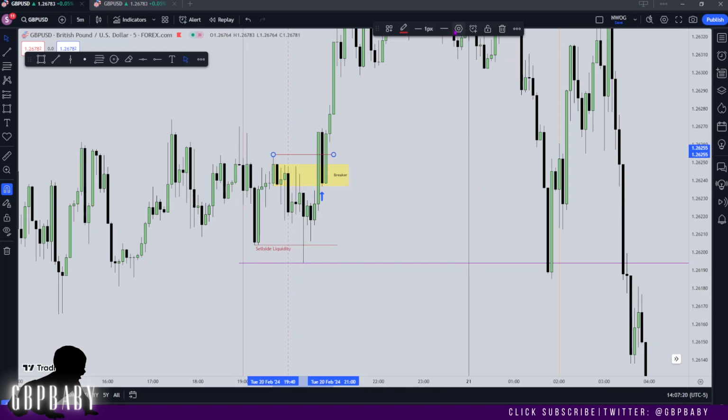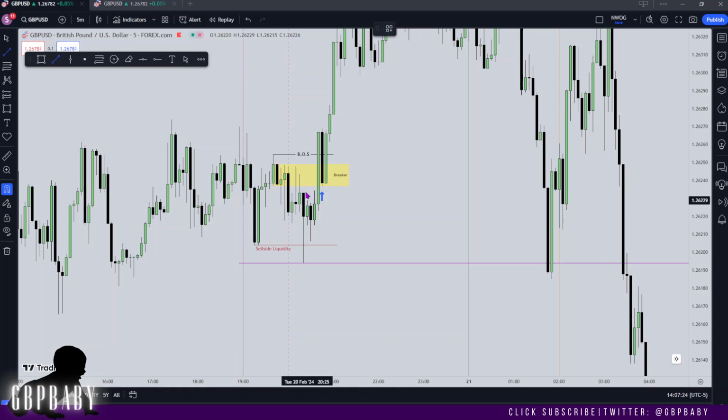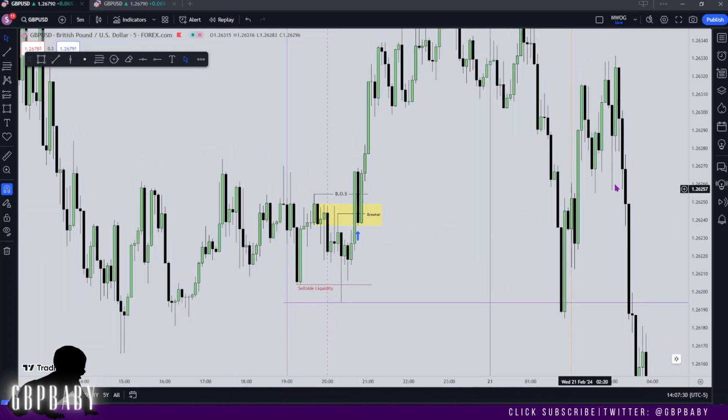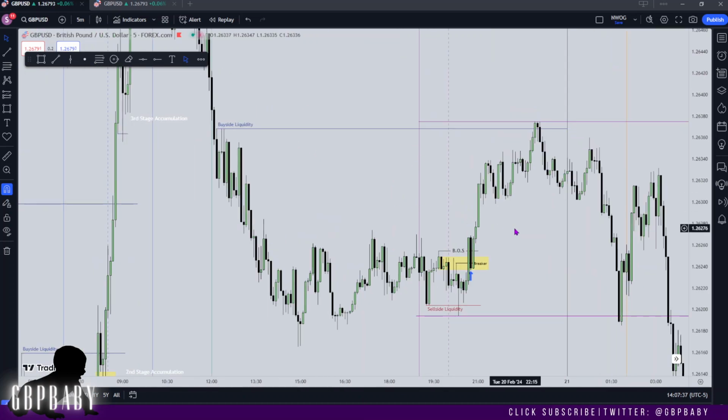So we want to see overlapping themes, basically, is what I'm showing you as well. So this is also a breaker. It's got a lower, higher, lower low, broke higher, and you can see our price got quite heavily consolidated here, but eventually reached its target up here.